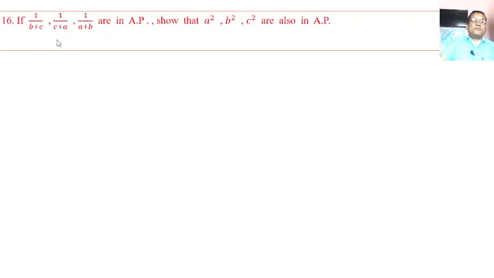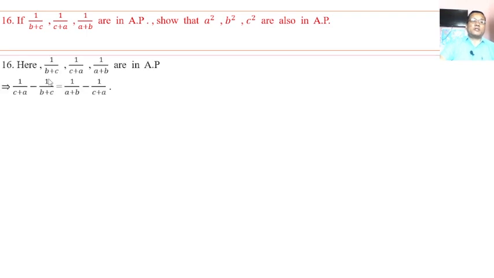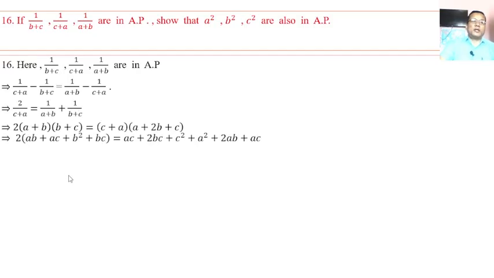Question number 16. If these are in AP, then a square, b square, c square are also in AP. Take the second minus the first and the third minus the second and simplify. We get this, cross multiplying, expanding and cancelling. Lastly we get this, which shows that a square, b square, c square are in AP.